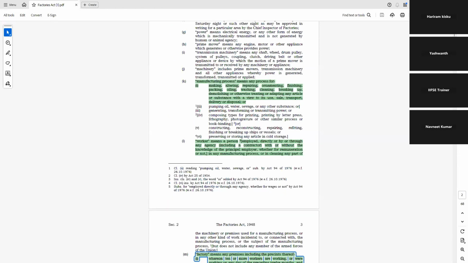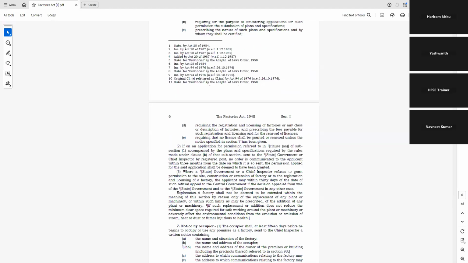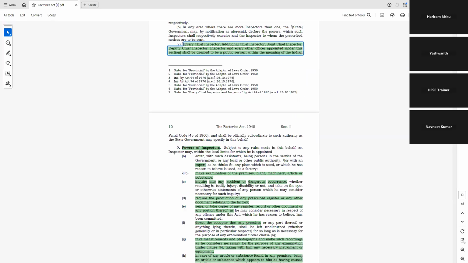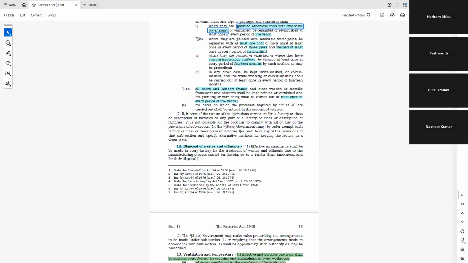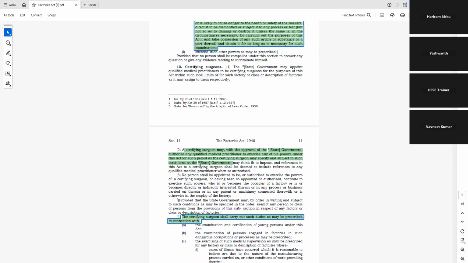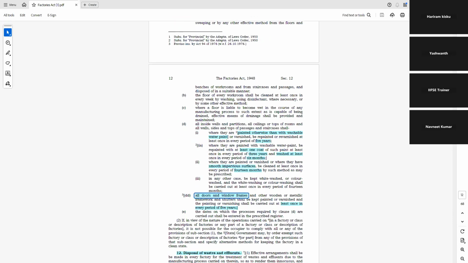Okay, yesterday we covered the health chapter, right? We are discussing the health chapter. In the health chapter, and also the powers of the inspector, we have discussed.